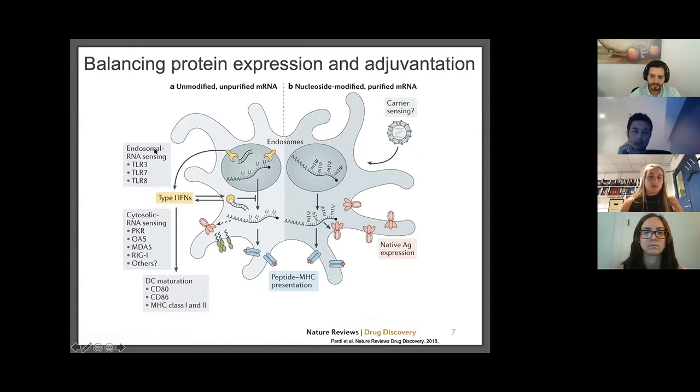But this happens through 2 main mechanisms: endosomal sensing by the toll-like receptors 3, 7, and 8, as well as cytosolic sensing, which is usually MDA5 and RIG-I, as well as other pathways that we may not even know yet. Both of these cause a type 1 interferon response, which can also limit protein translation as well as cause the degradation of mRNA.